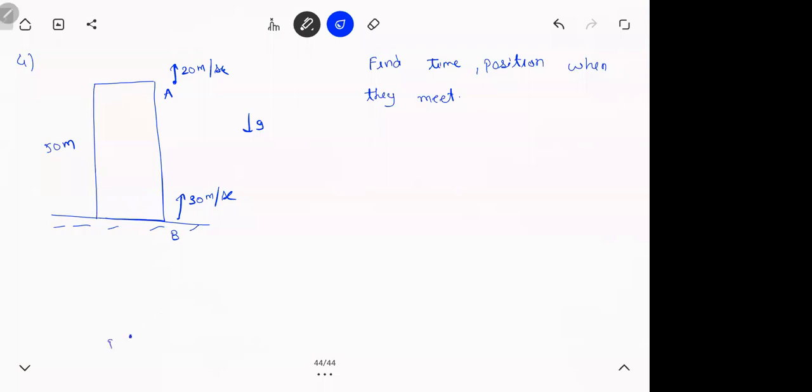Again, the same logic there. B is going up with 30. A is going up with 20. I'll do one thing. I'll just write on the same thing with respect to B now.